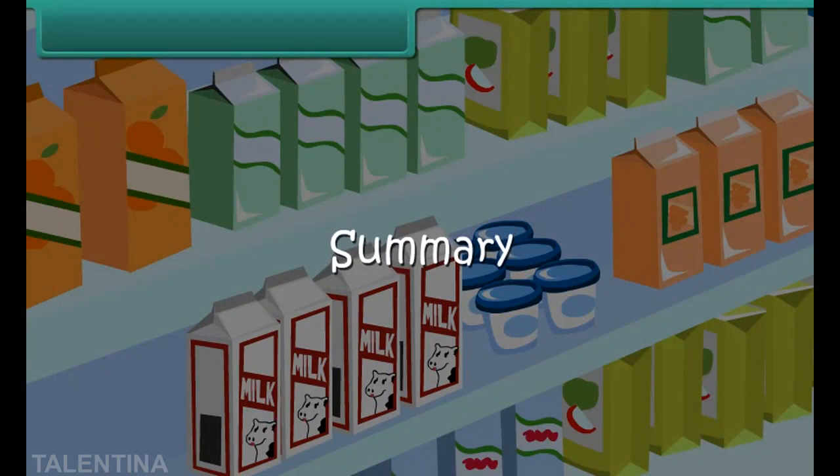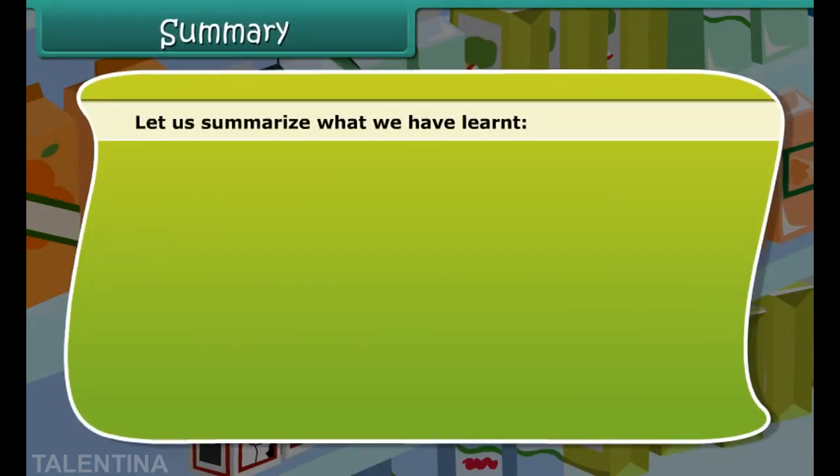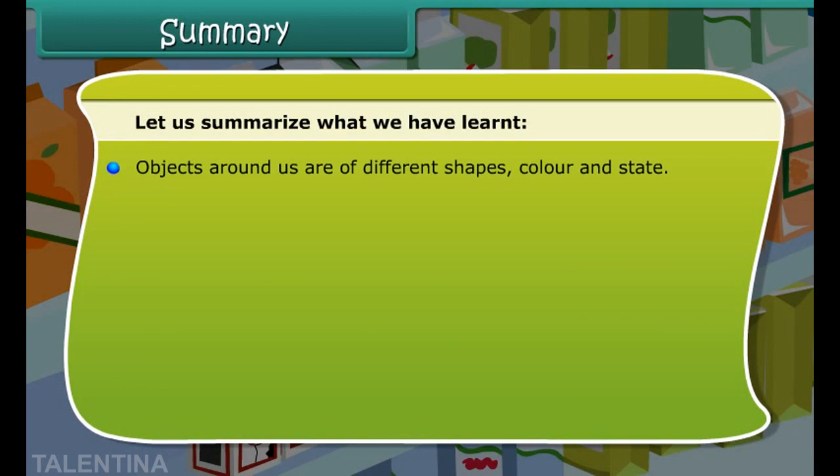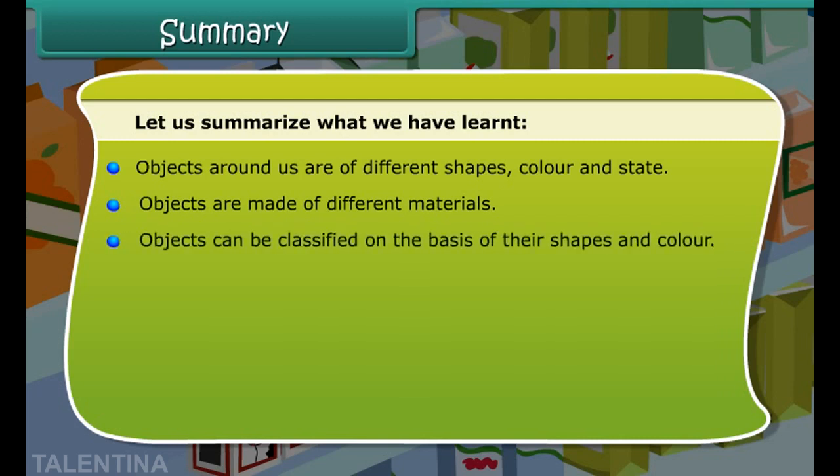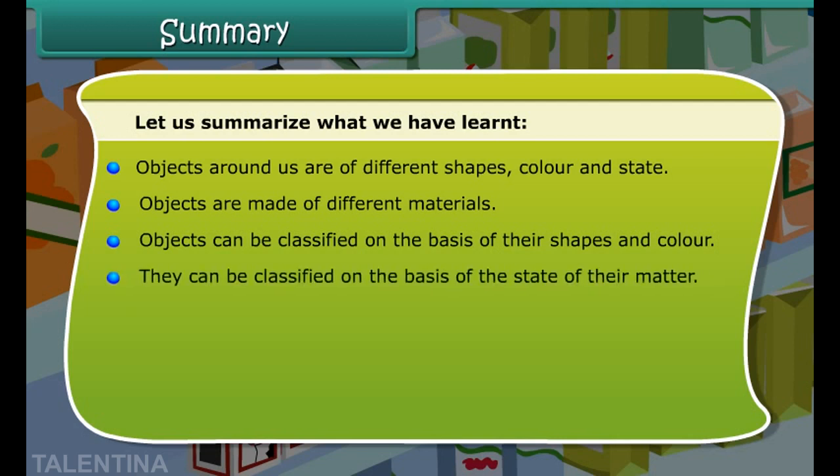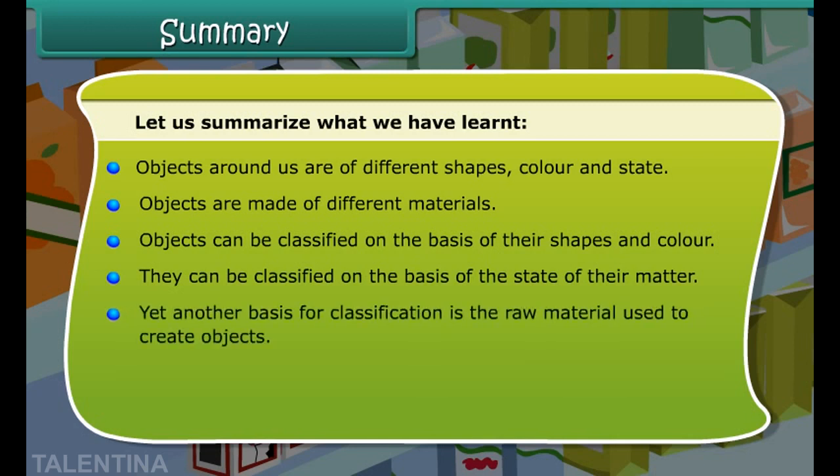Summary. Let us summarize what we have learned. Objects around us are of different shapes, color, and state. Objects are made of different materials. Objects can be classified on the basis of their shapes and color. They can be classified on the basis of the state of their matter. Yet another basis for classification is the raw material used to create objects. Sorting objects allows us to locate them easily.